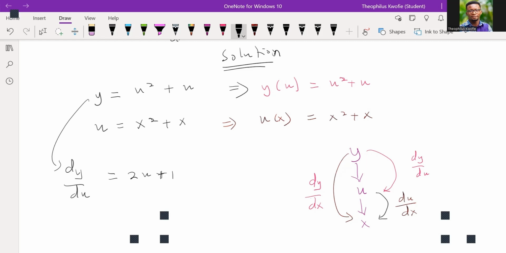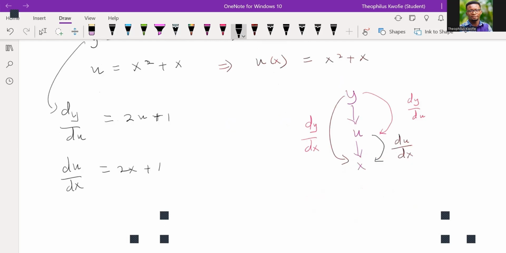So we differentiate u squared plus u. When you differentiate u squared, you get 2u. When you differentiate u, you get 1, right? What about when you differentiate u with respect to x? You're going to have 2x plus 1. Now, look at here.